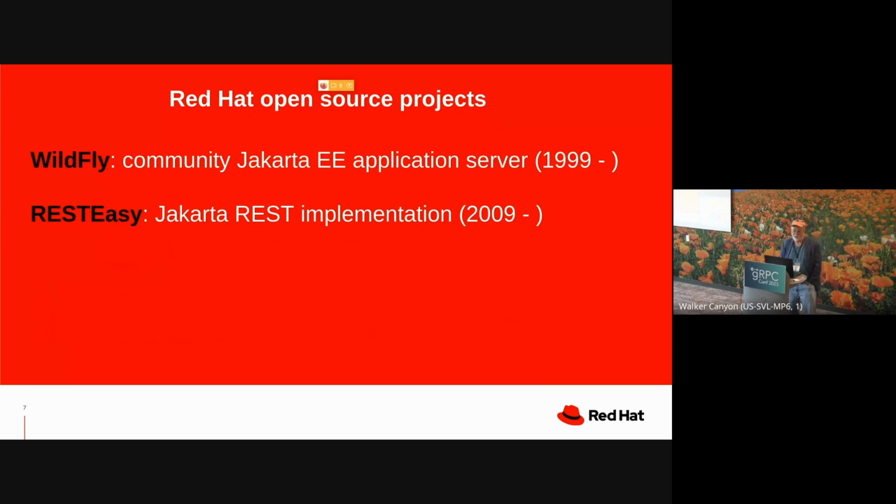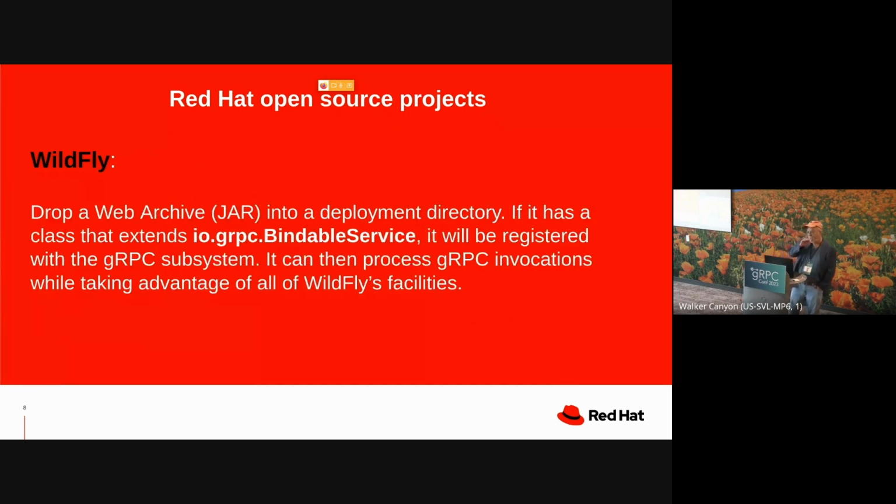Now, at Red Hat, there are two relevant open source projects. And in fact, each one of these could be a talk. I didn't have time to do much with Wildfly, but Wildfly is our community implementation of a Jakarta EE application server. REST-easy is an implementation of the Jakarta REST specification, and that's where I work. And so I've condensed the entire talk about Wildfly to one slide, but it's an interesting slide.